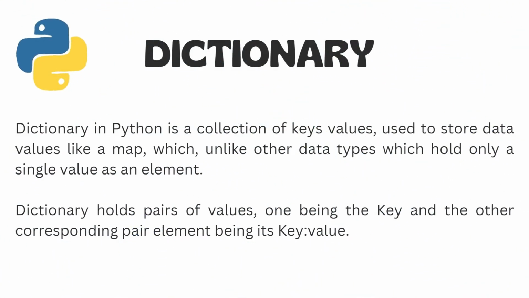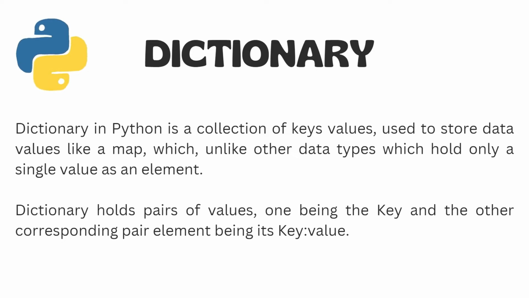So what is the dictionary? A dictionary in Python is a collection of key values used to store values like a map. That means in the dictionary, it can hold a pair of values, one having the key and also the corresponding pair element called value. It's also called the key-value pair.